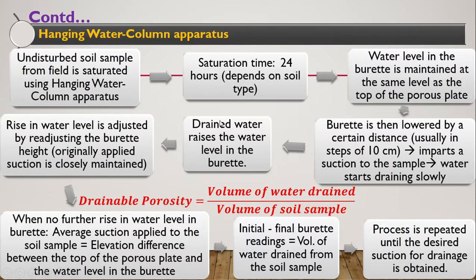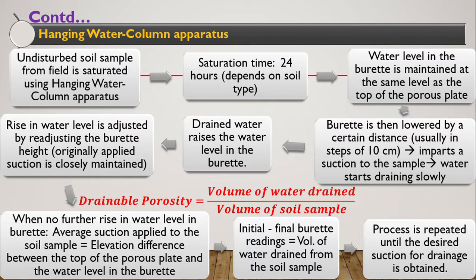Here I have explained this procedure in a detailed manner. First we will take the undisturbed soil sample from the field, and it is saturated using the hanging water column apparatus. It is saturated for 24 hours depending on the soil type. Now the water level in the burette is maintained at the same level as the top of the porous plate. First we will maintain the same level for the burette water level and the saturated soil column. Now the burette is lowered by a certain distance. We will usually use steps of 10 centimeter. First we will lower 10 centimeter.